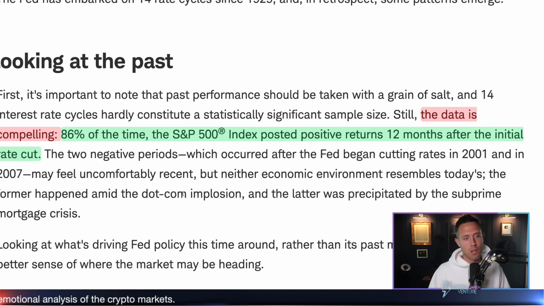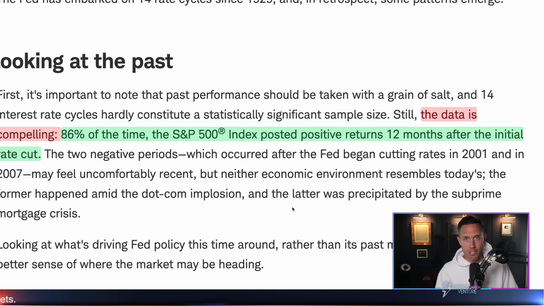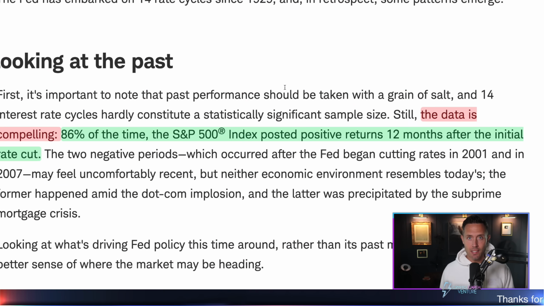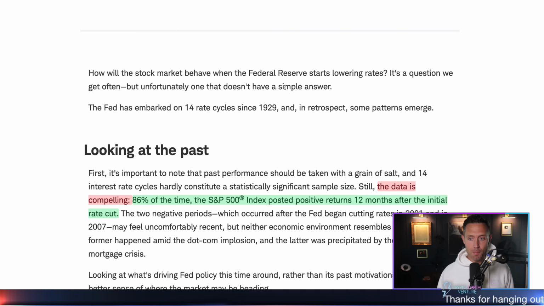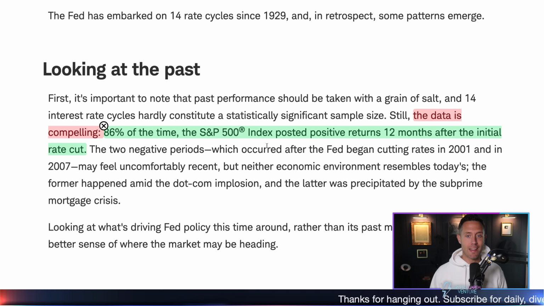And then we have this one too. 86% of the time, the S&P 500 index posted positive returns 12 months after the initial rate cut. This is in relation to the rate cuts that we're about to get. So we get the rate cuts, we get into a recession, and it is very possible that the markets bottom 3 months after, and then 12 months after, there's actually positive returns.